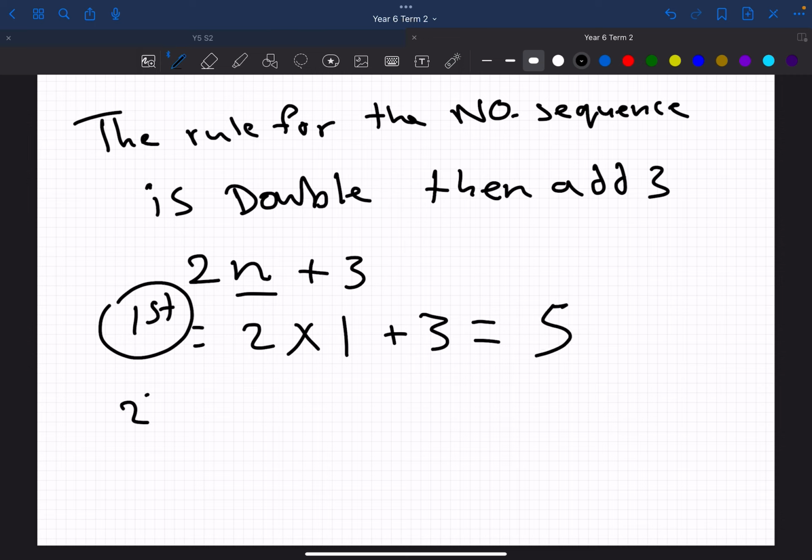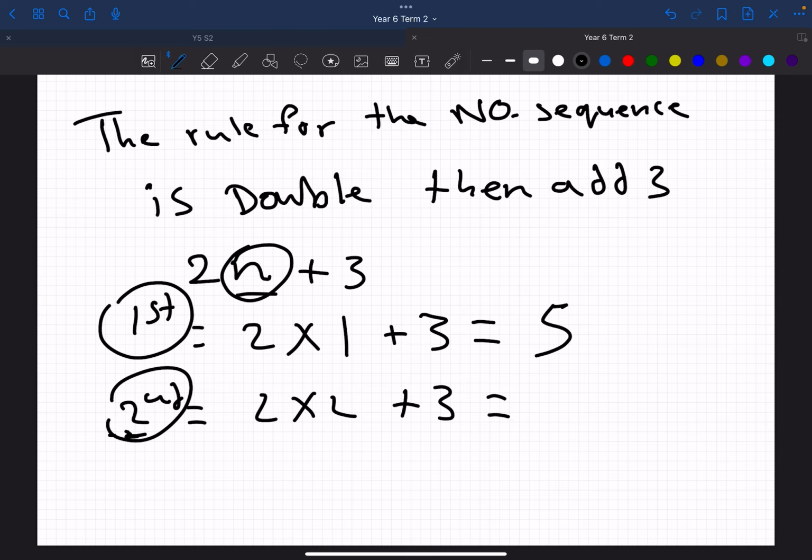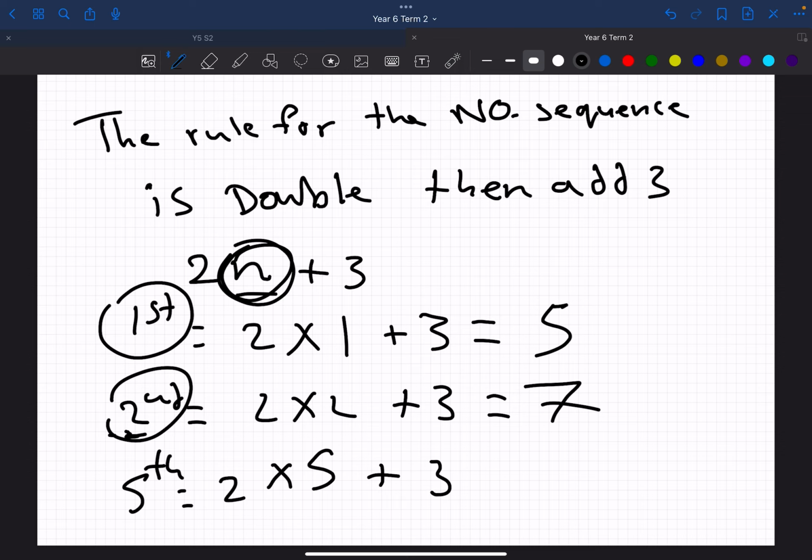What is the second? Now the n is 2. Second, 2 times 2 plus 3. Now 2 times 2 is 4, and 4 plus 3 is 7. What's the fifth? Now 2 times 5. 2 times 5 equals 10, plus 3, 13. This is what you're going to do.